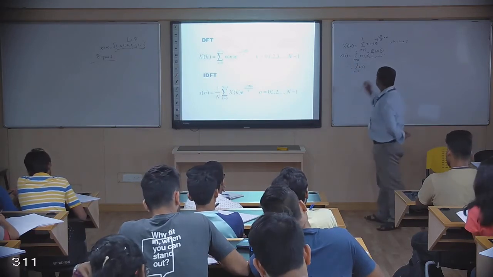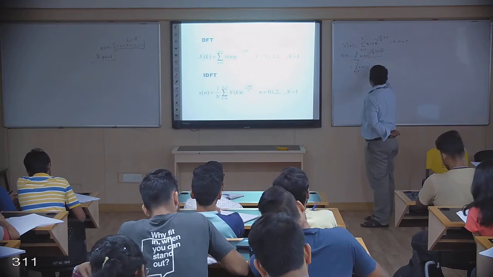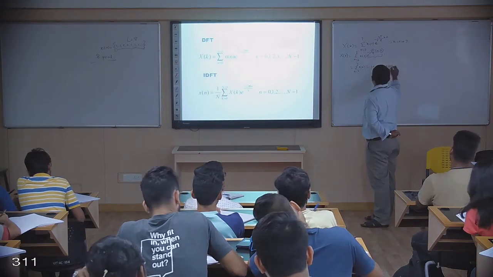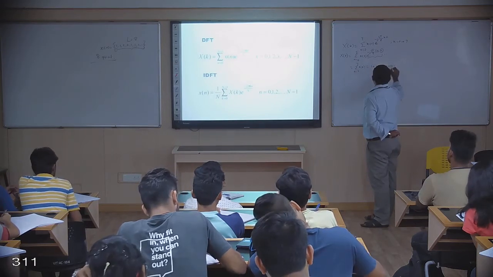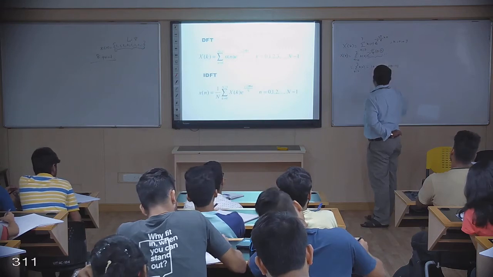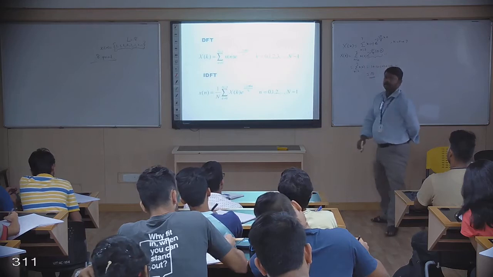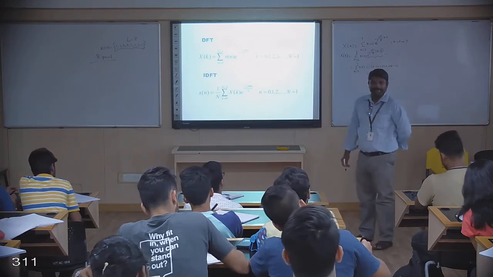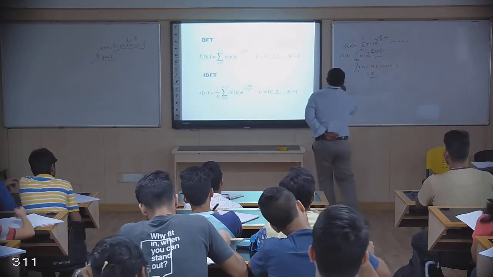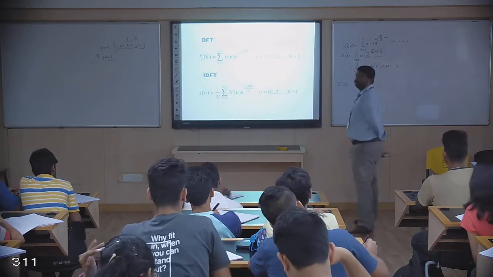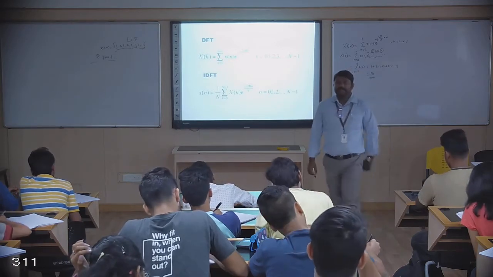the sum of x of n. So it is 1 plus 1 plus 2 plus 2 plus, it is 10. Now can you do x of 1? Please try x of 1.